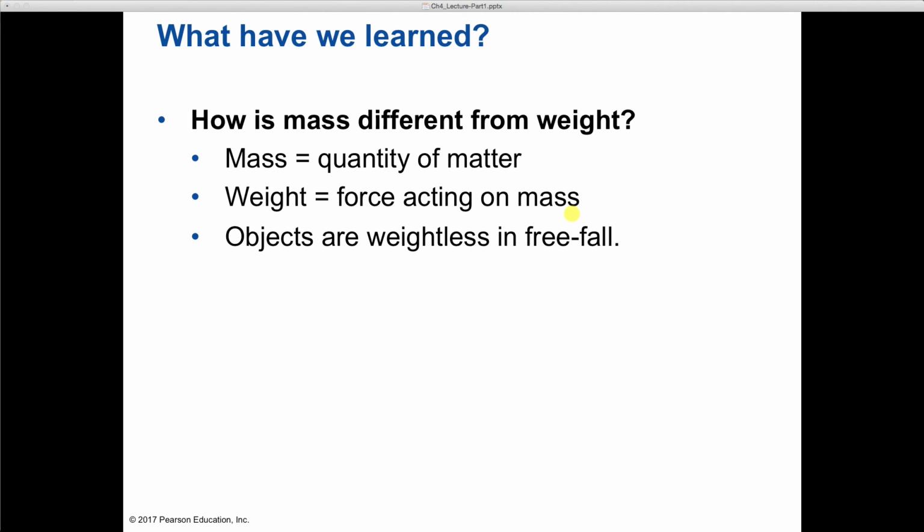Mass, we said, is basically a measure of how much stuff something is made of. And again, that's kind of a crude definition. It's not a real formal one that we'd use in physics. Weight is the force of a scale acting on the mass. What is the scale actually measuring? And objects are weightless when they're in free fall.